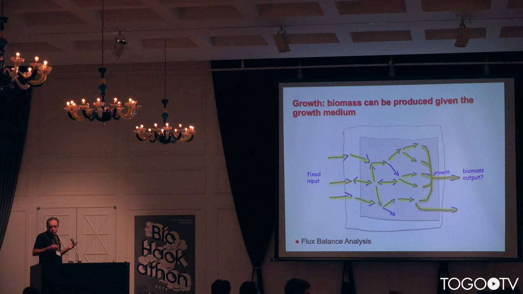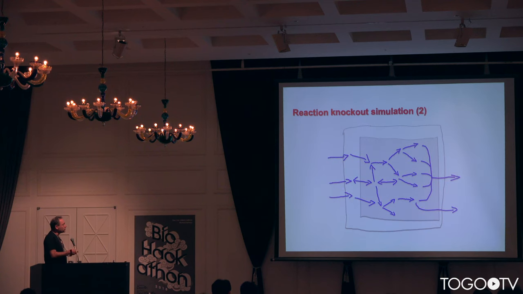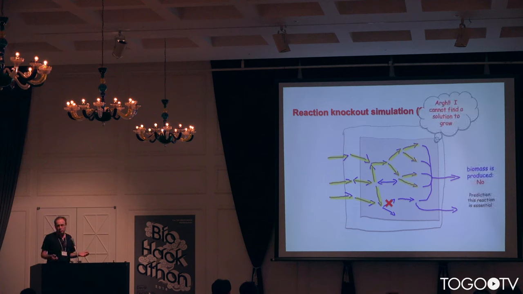Once you have a model that works like this, you can start to use it as a predictive tool. For example, you can modify the model by simulating a reaction knockout, and you run the simulation again. In that case, you will conclude that you can still produce biomass and that this reaction is non-essential. To give you just another example, we can remove that reaction, run the simulation, and in that case, you will not be able to produce the biomass, and the prediction of the model is that the reaction is essential.